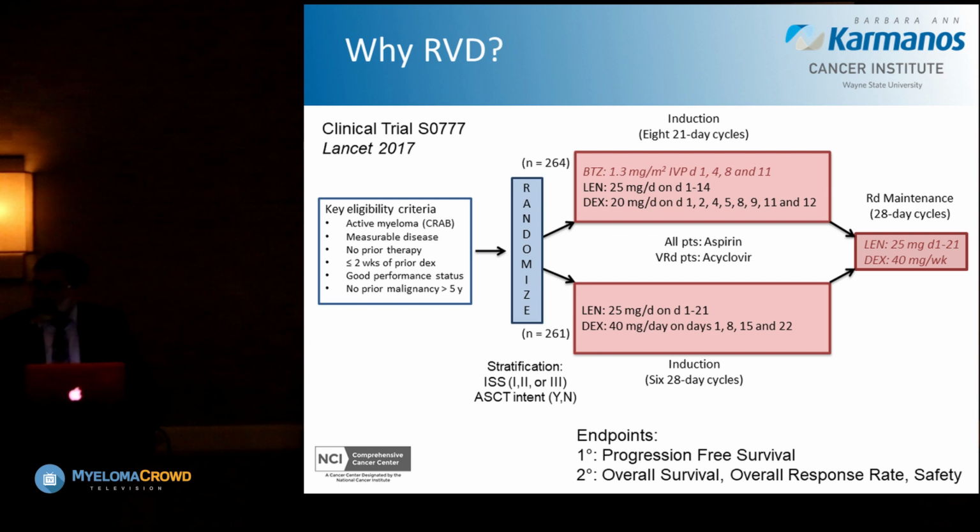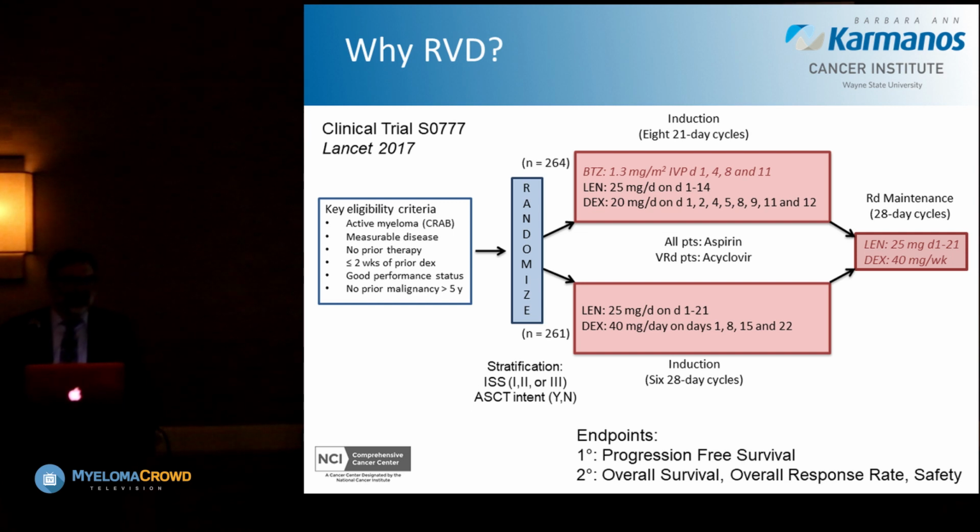So this was the winning arm. I mean, really, in every parameter that we looked at, RVD was better. There was more toxicity, though. I put the bortezomib at the top in italics because in this particular trial it was given in a way that we don't give it. That's IV therapy twice a week.